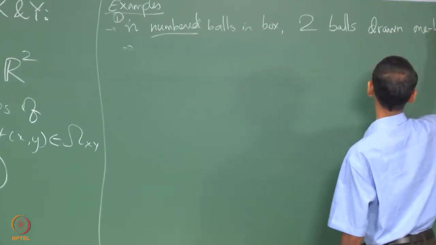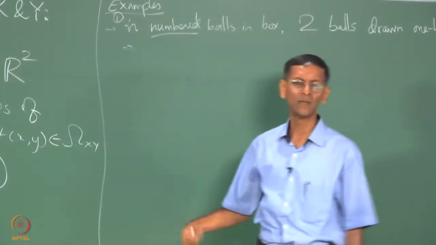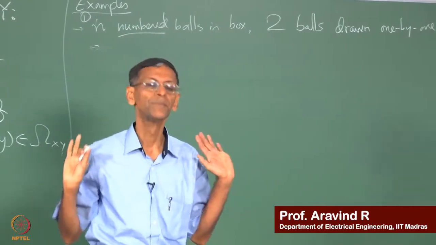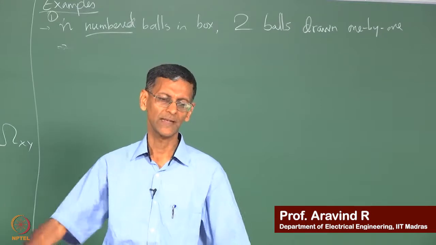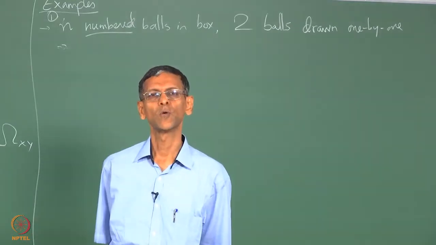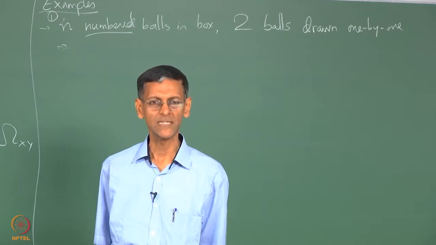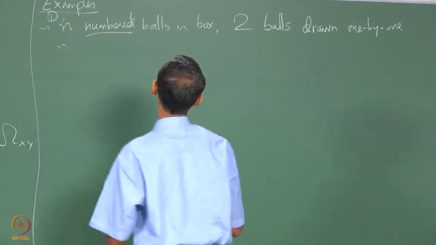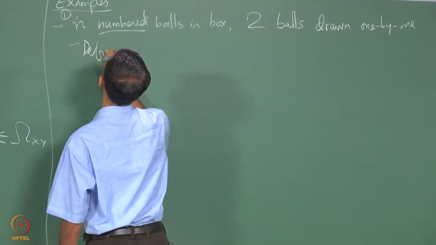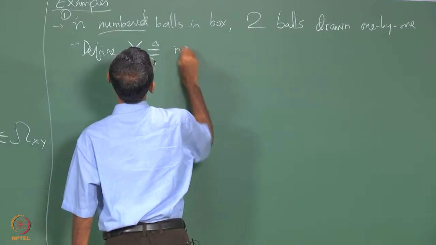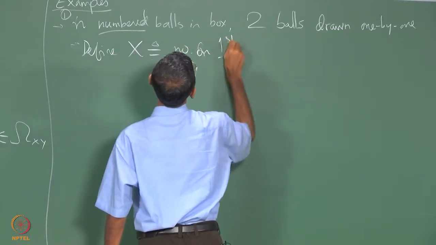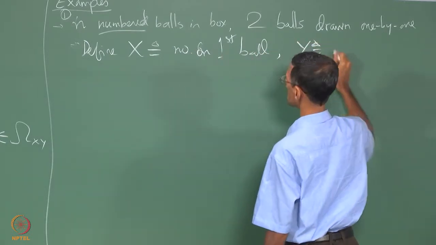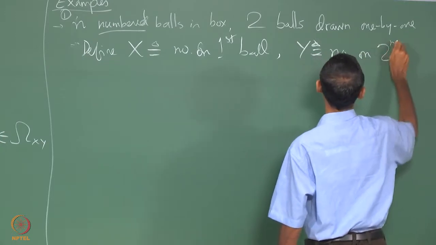You draw them 1 by 1, which is the same as without replacement. Now, this is the experiment, simple. You are drawing them at random, just putting your hand in there and pulling out 2 balls. So what are the 2 automatically definable random variables? X is, for example, the number on the first ball, and Y is, by definition, the number on the second ball.